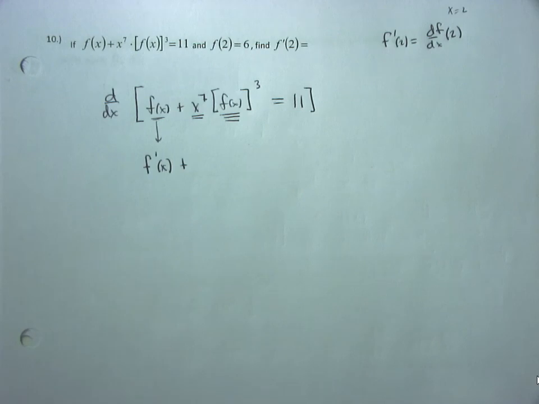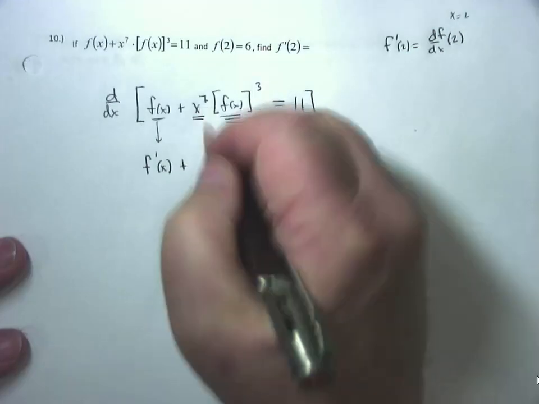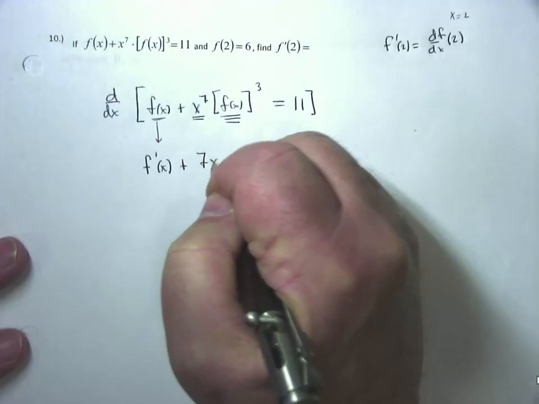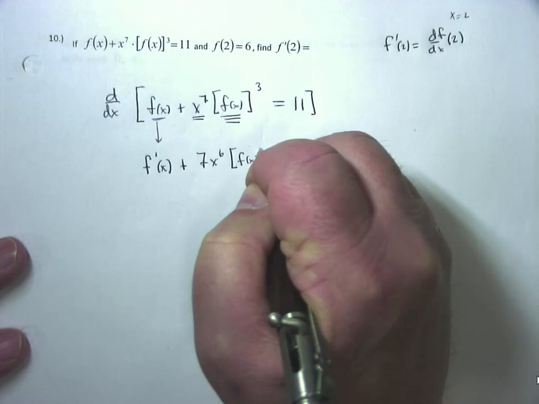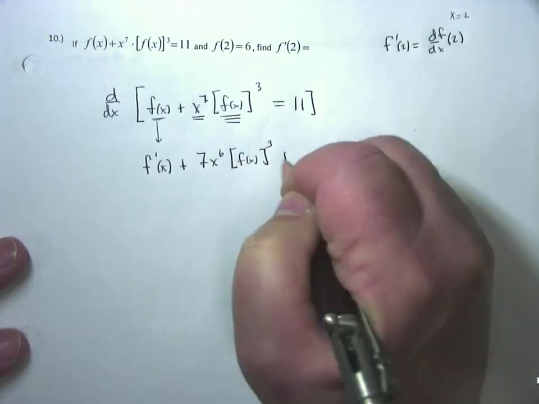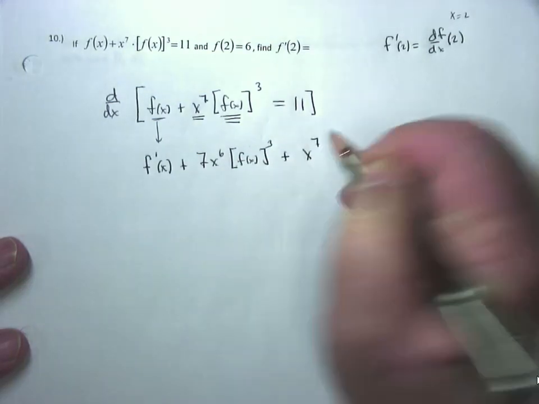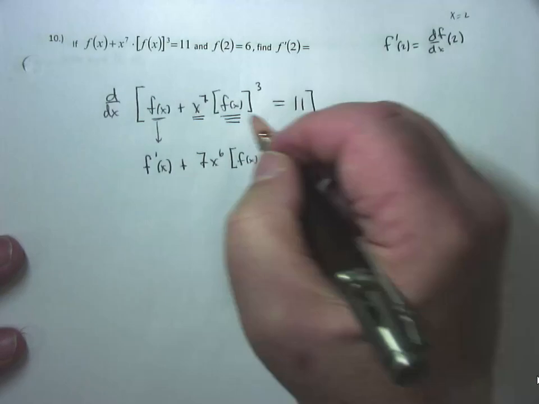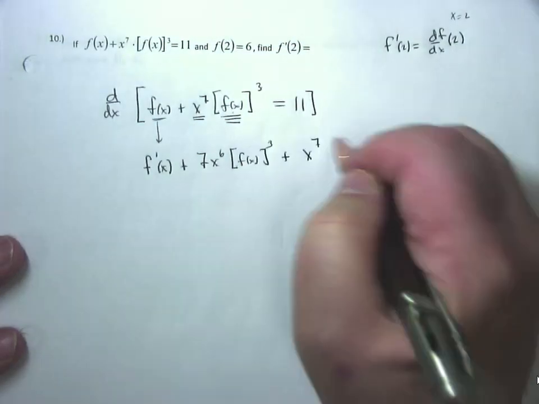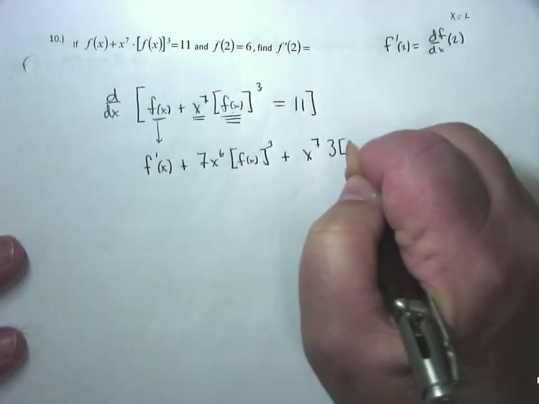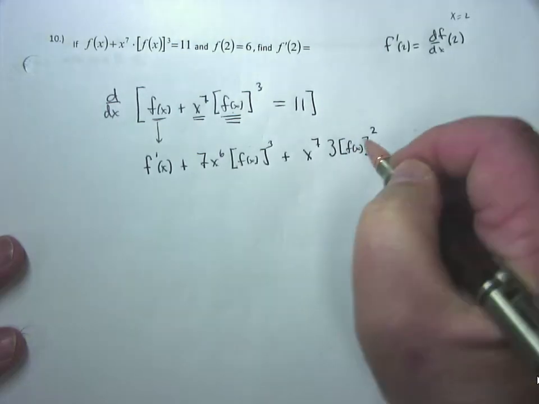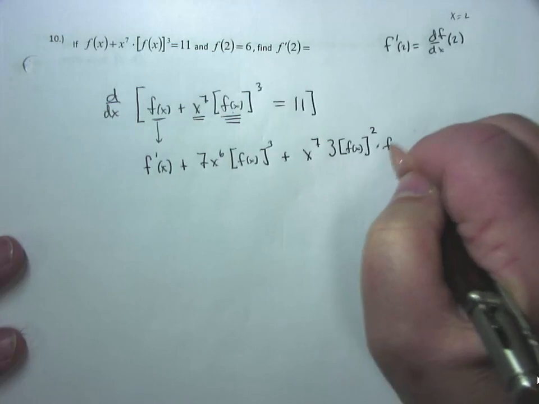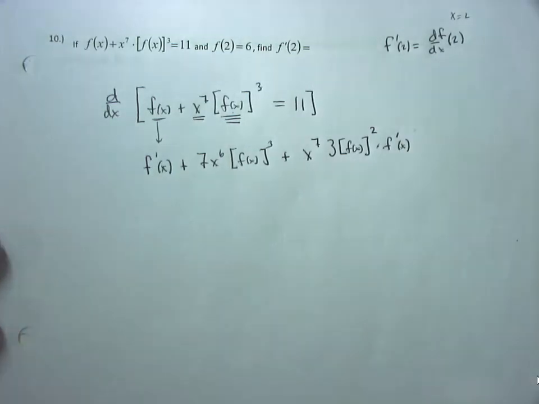It's a product, so product rule. Derivative of the first, derivative of x to the 7th would be 7x to the 6th, times the second, f of x, quantity cubed, derivative of the first times the second, plus the first, x to the 7th, times derivative of the second. What's the derivative of f of x cubed? Well, that's chain rule. The 3 pops out front, the f of x inside stays the same, squared, but then chain rule: derivative of the outside, inside stays the same, times the derivative of the inside, times f prime of x.